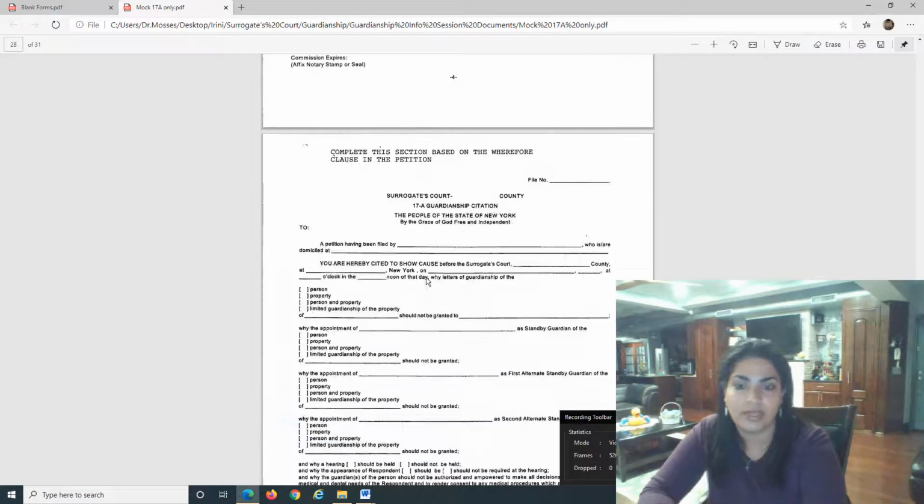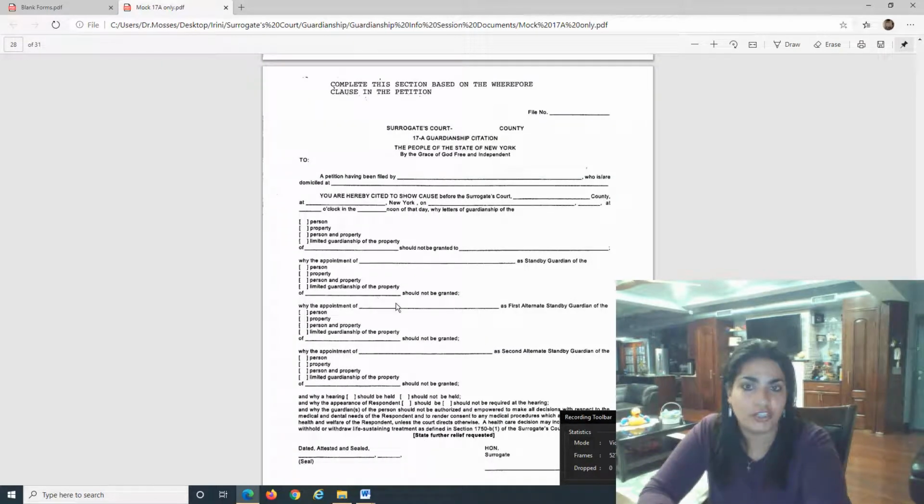Okay, this is the citation. Don't worry about the citation. We actually will fill it out. We will prepare it for you when it's time to serve the respondent. However, if there are other people who are interested that are not consenting, then you're going to have to do this on your own, because if it's a contested matter, we cannot help.